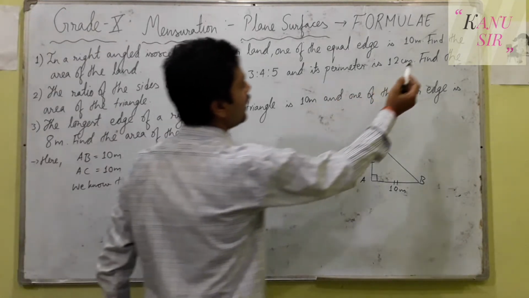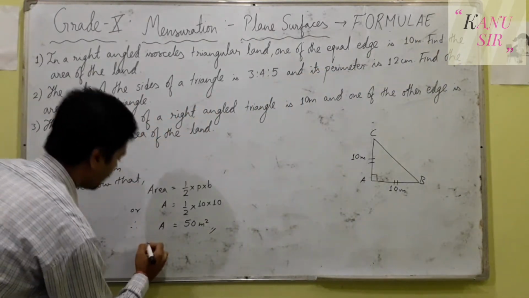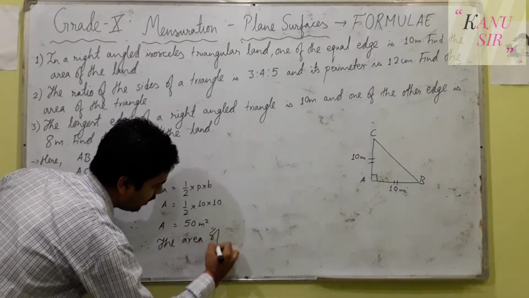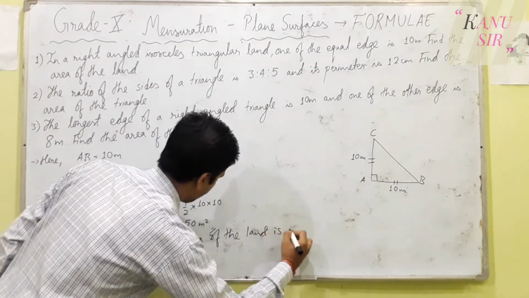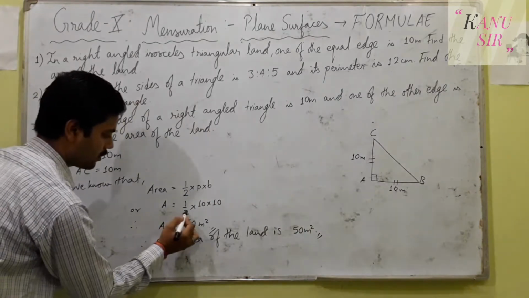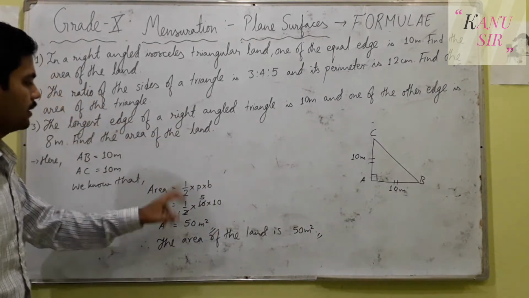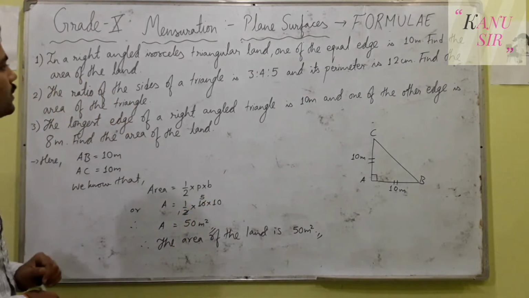If you want to write the answer in a statement, find the area of the length. Therefore the area of the length is 50 meter square. If you are still confused, then 2 times 1, 2, 5 times 10, and 5 times 10 is 50. Now next, question number 2.